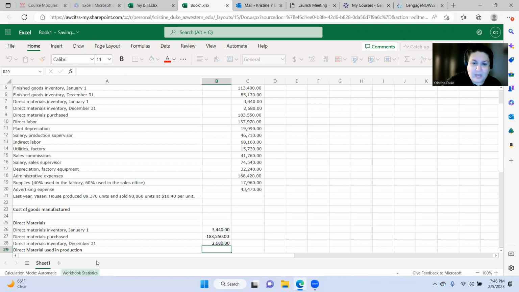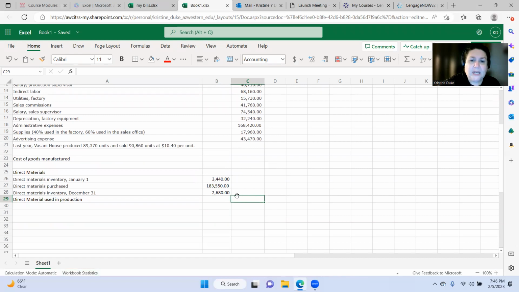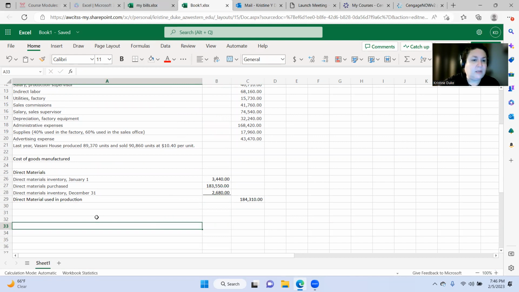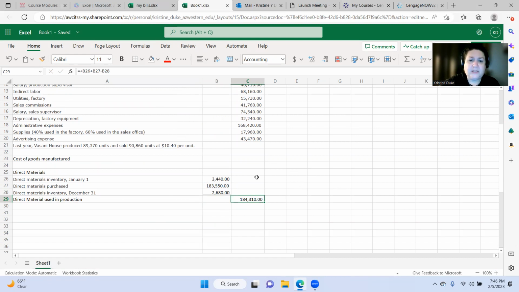Now, the book may have you put the last one in as a negative. I'm going to make that assumption already when I create my formula. So I'm going to plus this, plus that, and minus that. I'm also going to put an underline in here so that we can remind ourselves what I have done: I have performed some type of mathematical function. So there is our direct materials used in production.